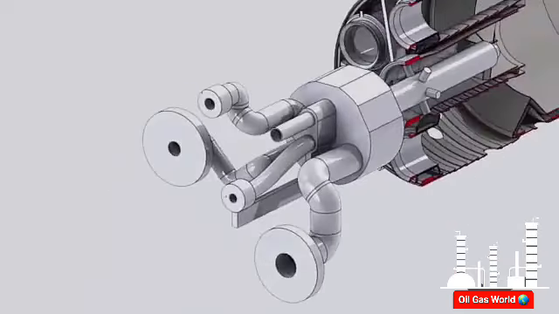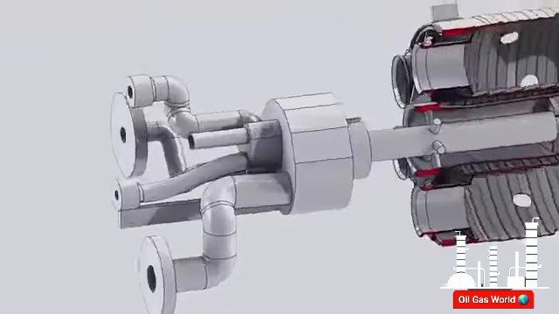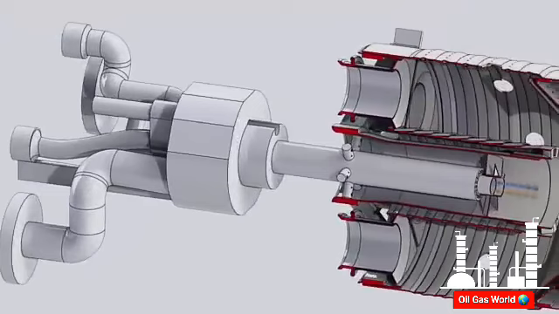Liquid fuel and water flow from the inlet flanges to the combustion zone, where they are injected at the aft tip of the secondary nozzle assembly.